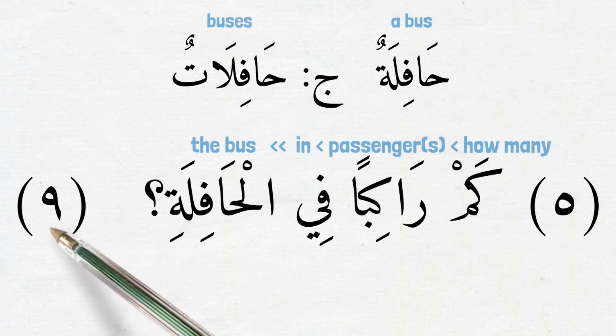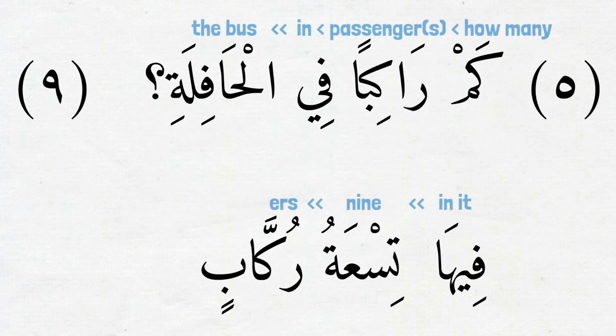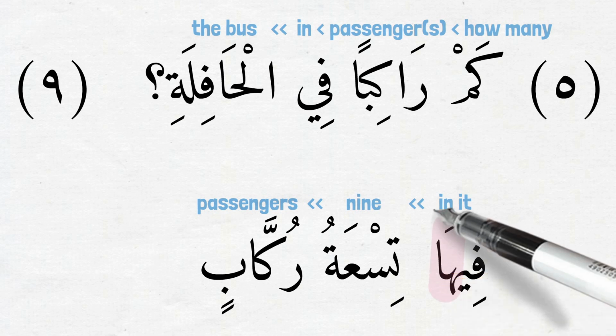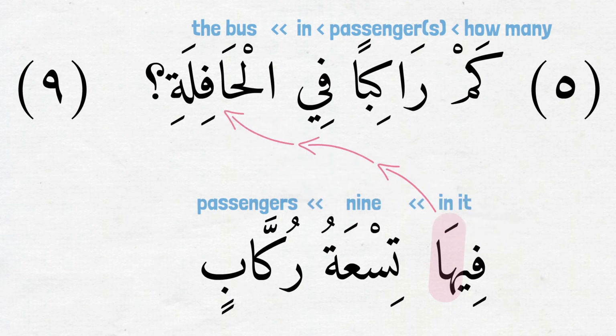We should use the number 9 to answer this question. The response will have the similar structure to our last answer to question 4. Our full response should be فيها 9 ركاب. Notice here we are using فيها instead of فيه. In other words, we are using مؤنث ضمير متصل ها in فيها because الحافلة is مؤنث.